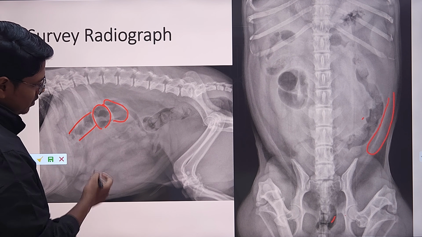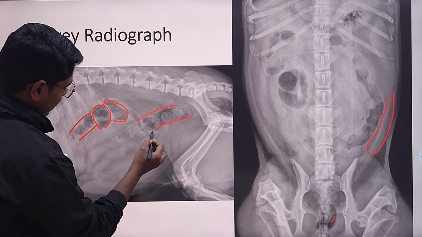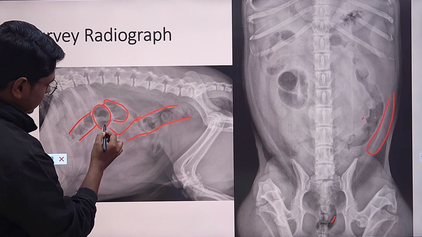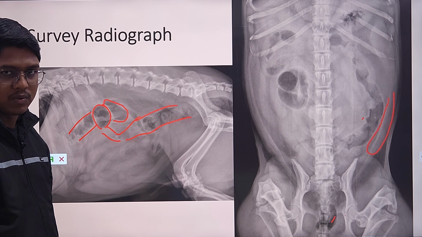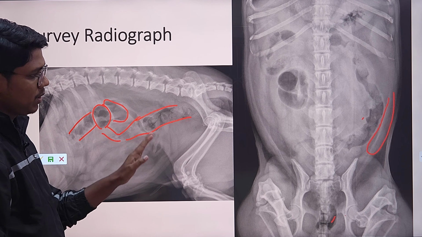The transverse colon is not visible. This is the descending colon. This is the descending colon. This is the normal radiographic finding.